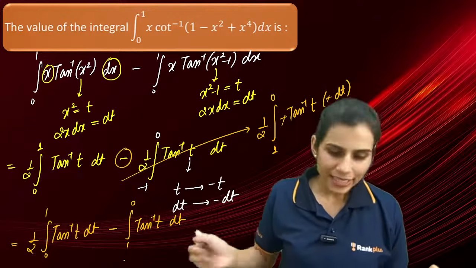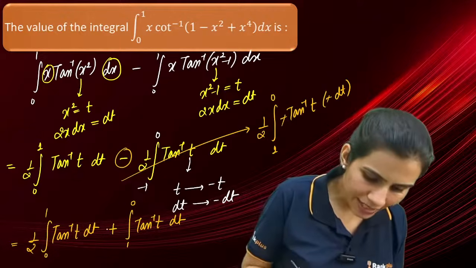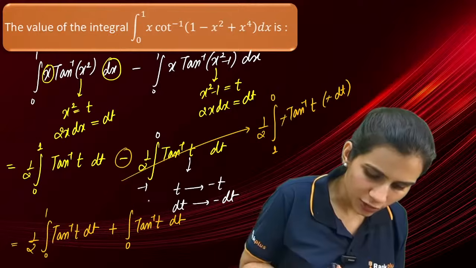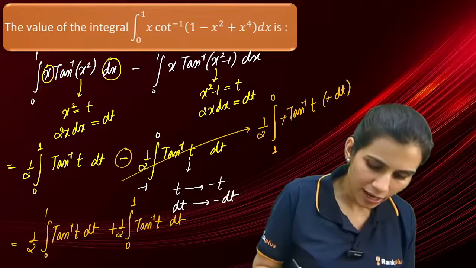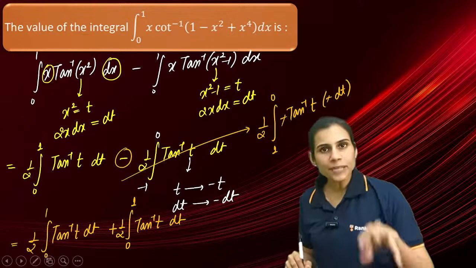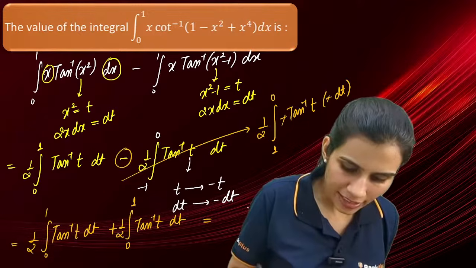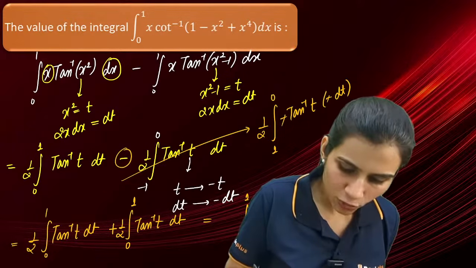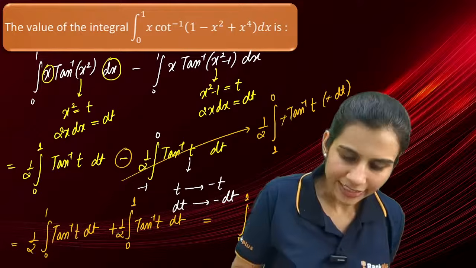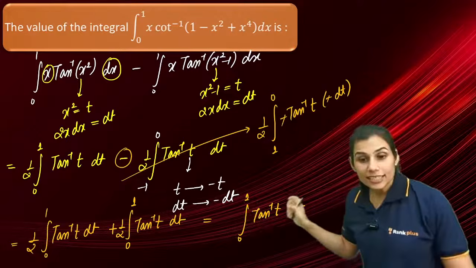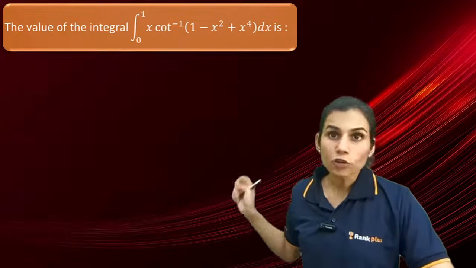But I don't want a minus sign; rather I can use the minus sign to convert the limits. This is 0 to 1 and there is a half as well. So half times this plus half times the same integral is nothing but 1 times integral 0 to 1 tan inverse t dt. That is it. This is the integral you have to solve: 0 to 1 tan inverse t dt.